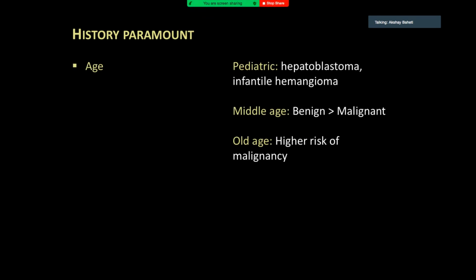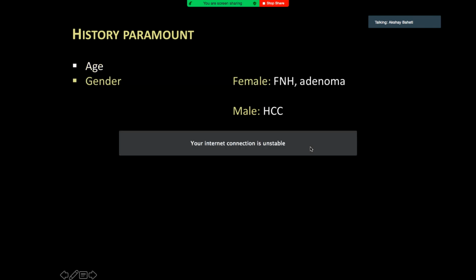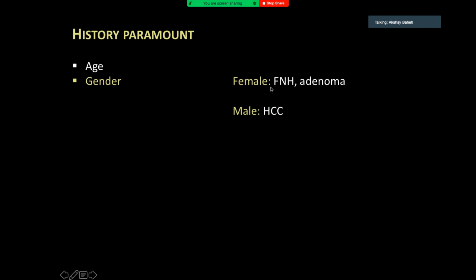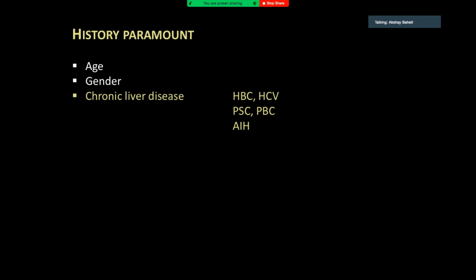History is very important, right? So age is important, obviously. In middle age, it's more likely benign, right? Old age is more likely malignant. FNH, hemangioma and adenoma occur mainly in females, right? So 90% of them happen in females. So that's one thing to remember. As I said, this is important. We have to have this history.